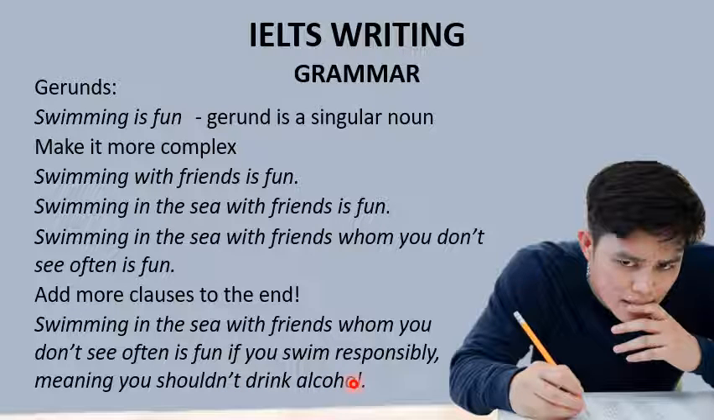So we have 3 clauses in there with a gerund, and then we stuck a comma on the end and gave the meaning of this idea of what swimming responsibly is. It means you shouldn't drink alcohol. If you write sentences like that, you will definitely get an 8 or a 9, provided that you don't make many mistakes in your other sentences.